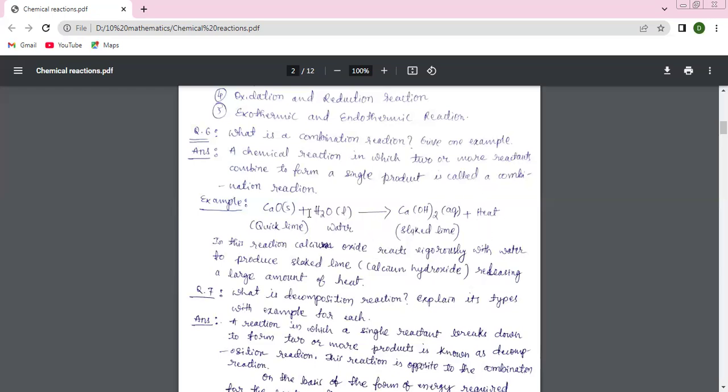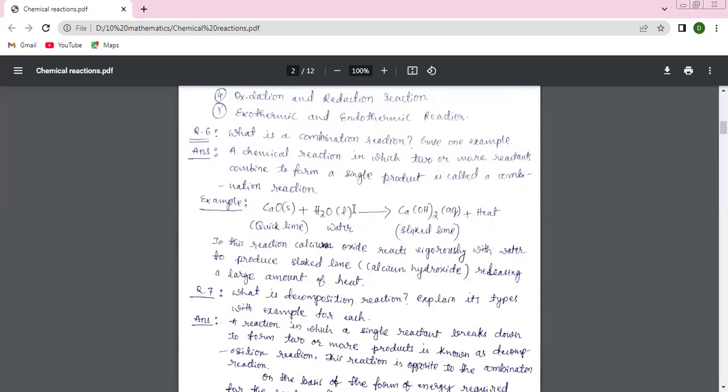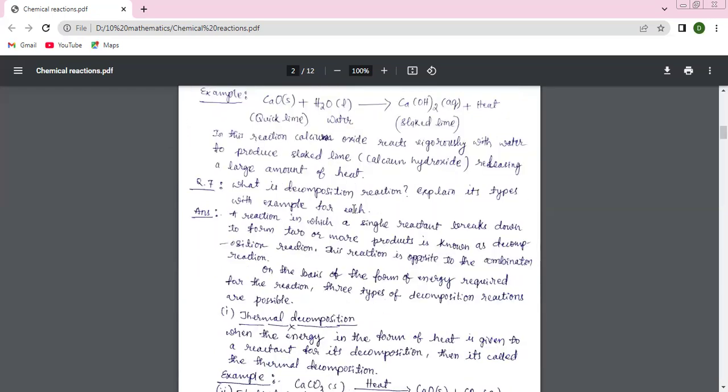So this is an example of the combination reaction because two reactants combine together to form a single product. In this reaction, calcium oxide, CaO, reacts vigorously, meaning very strongly, with water to produce slaked lime, which is calcium hydroxide, releasing a large amount of heat. So here the amount of heat energy is very, very large. So it is an example of the combination reaction.